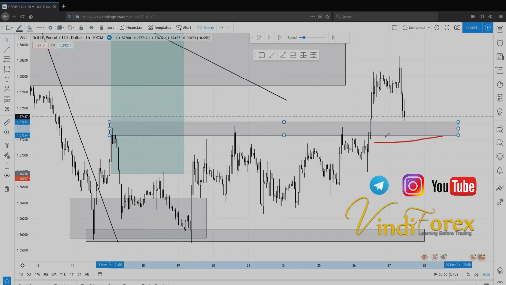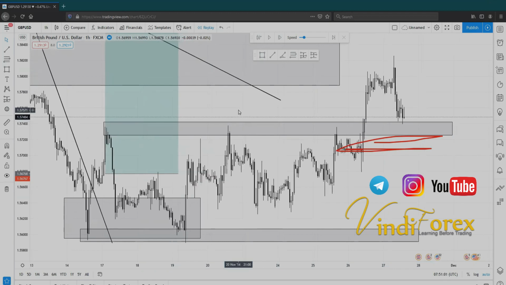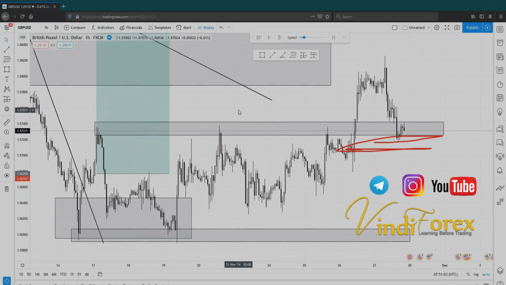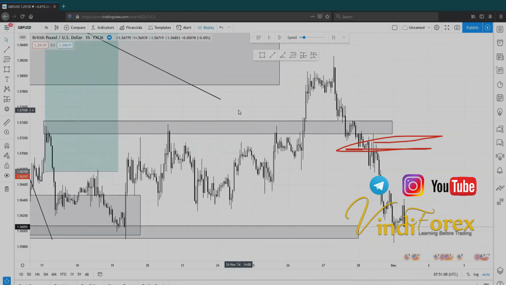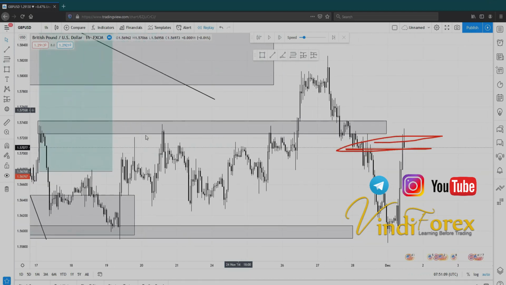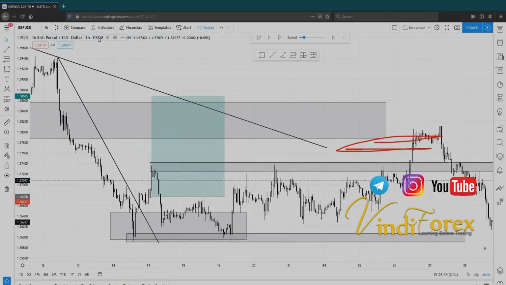I'm also showing you how to actually manage this. Okay, so you can see that it's coming back, it's coming back, it's coming back, just like that, until it hits your stop at entry, and that will be game over for that particular trade.